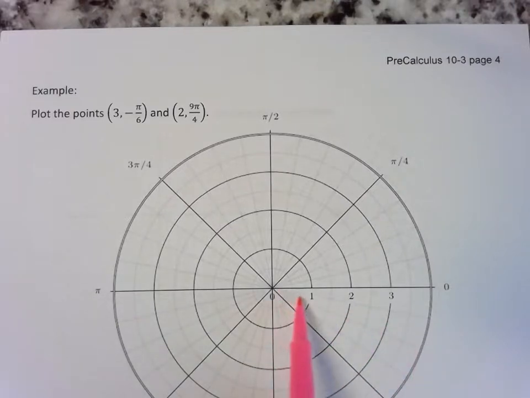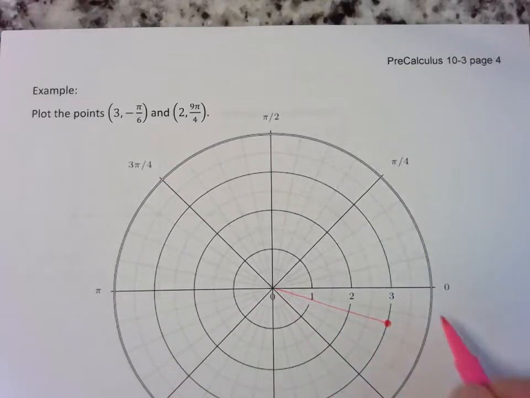And we have to take it out to 3 units. So it would be something like that right there. This would be your point (3, -π/6). So then what about (2, 9π/4)?